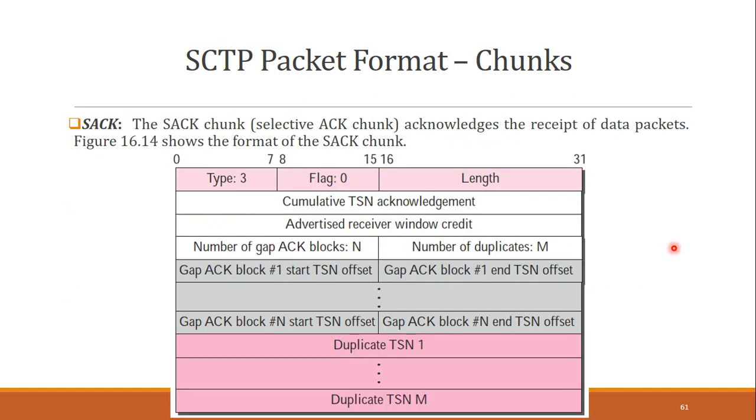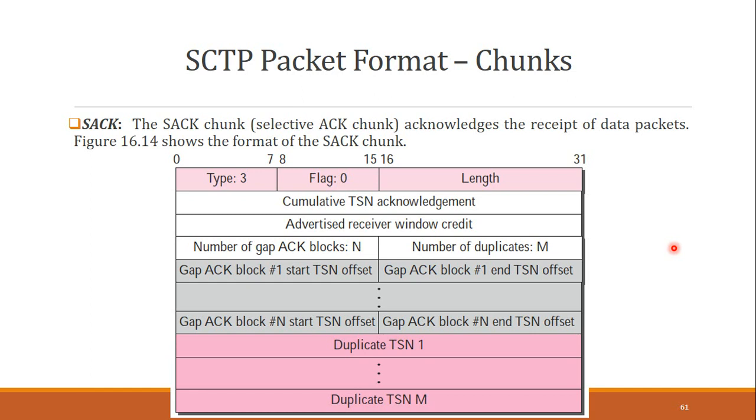Now, then we have the SACK chunk. The SACK chunk, that is nothing but the selective acknowledgement chunk, acknowledges the receipt of data packets. The figure shows the format of the SACK chunk over here. The common fields are the same as discussed previously. The type field has a value of 3 over here. The flag bits are all set to zeros.